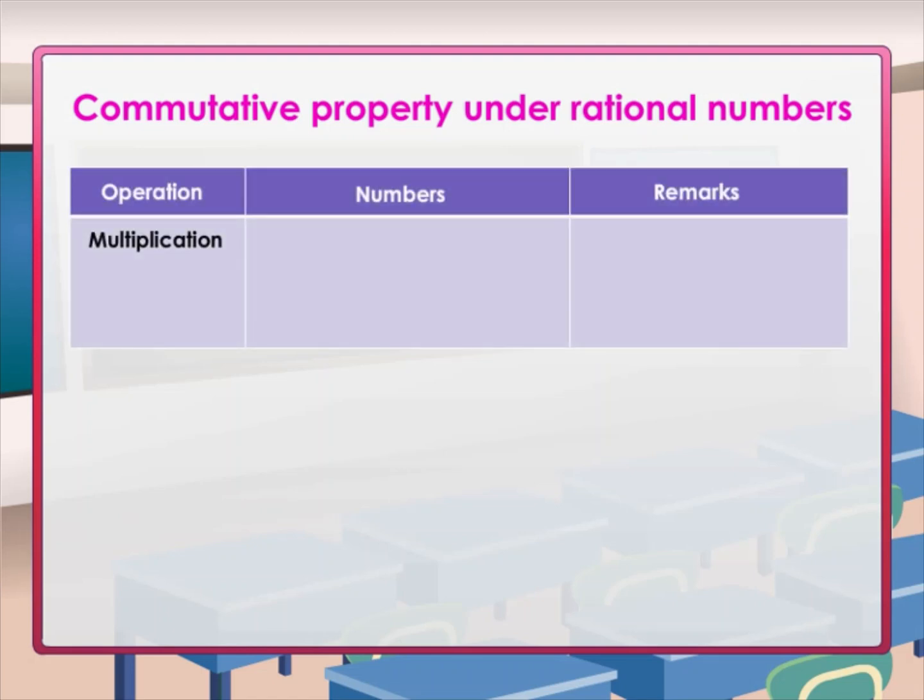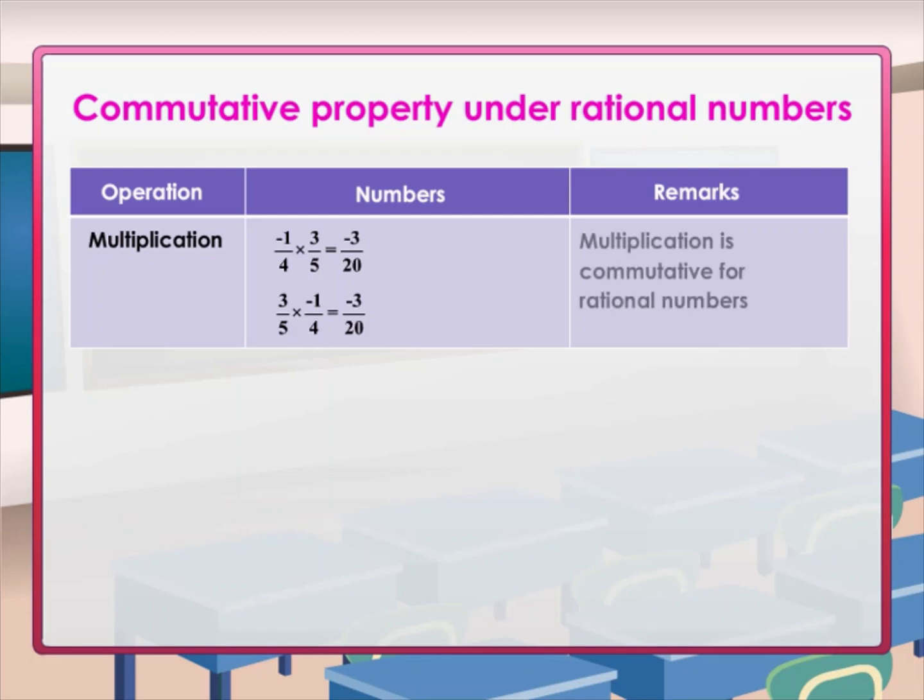Now we multiply two rational numbers. Minus 1 by 4 into 3 by 5 is equal to minus 3 by 20. If we multiply 3 by 5 into minus 1 by 4, again we get the same rational number, minus 3 by 20. Therefore, we can say multiplication is commutative for rational numbers.